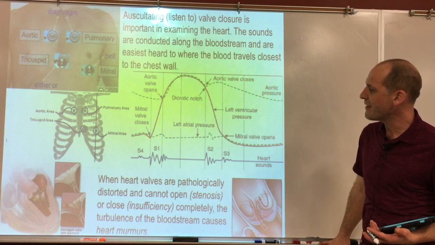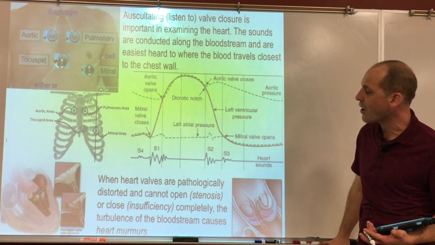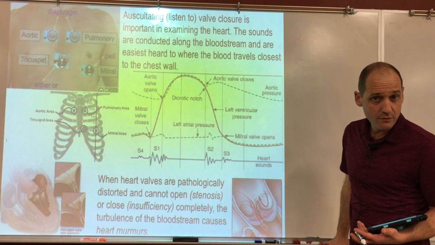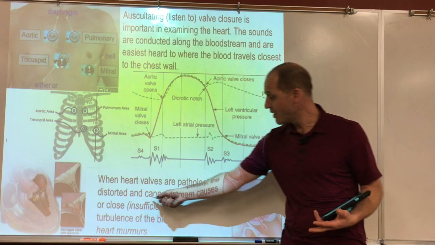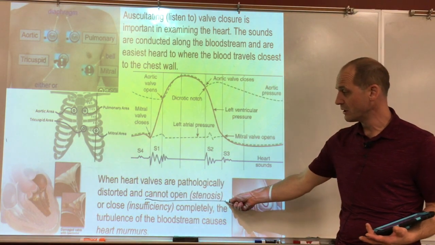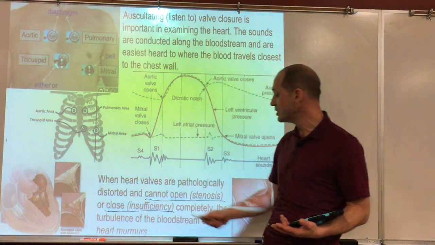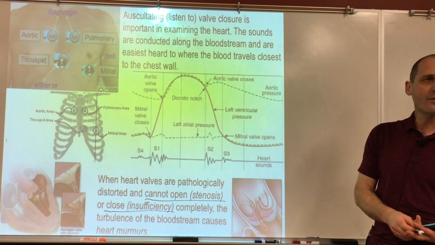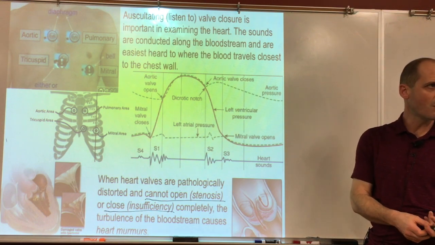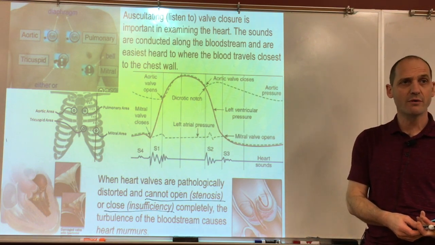When a heart valve is pathologically distorted and cannot open, we call that stenosis. Cannot open is known as stenosis. Or it cannot close properly, and we call that insufficiency. And that creates blood turbulence in the heart, and that we call a heart murmur.